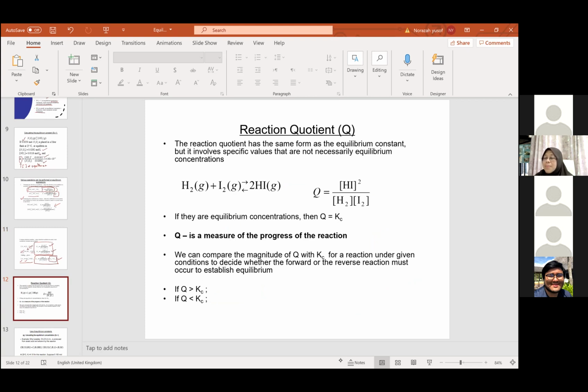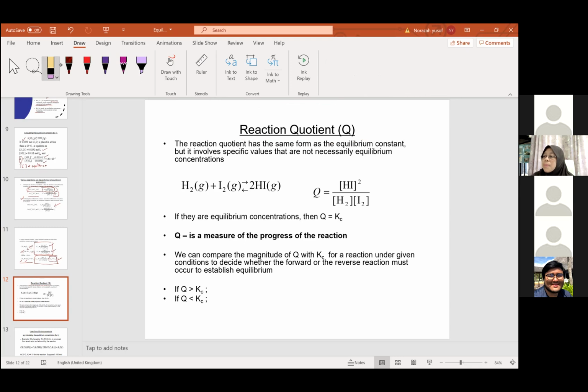Another term that you should know is reaction quotient, Q. Q has the same form as the equilibrium constant. You can see that it has the same form, but it does not measure the equilibrium. They are not at equilibrium yet. Reaction quotient measures the progress.